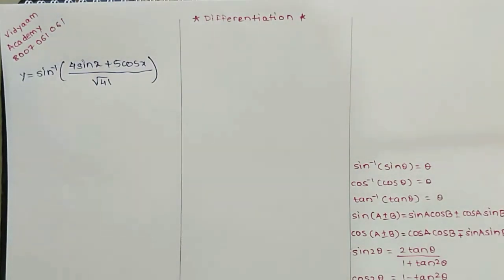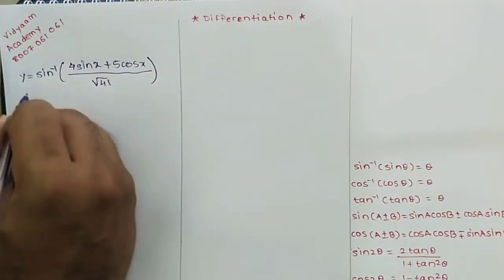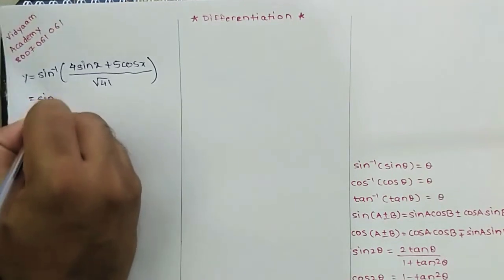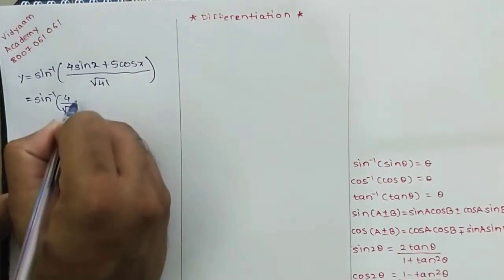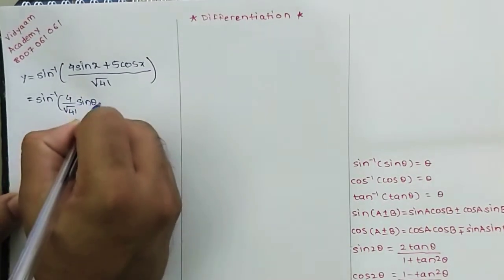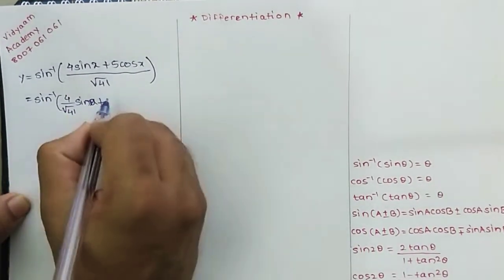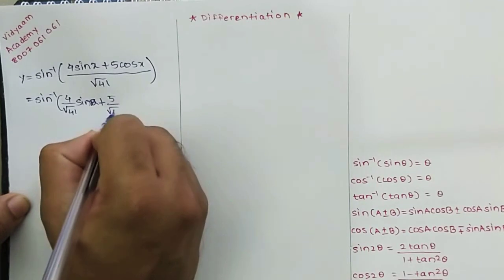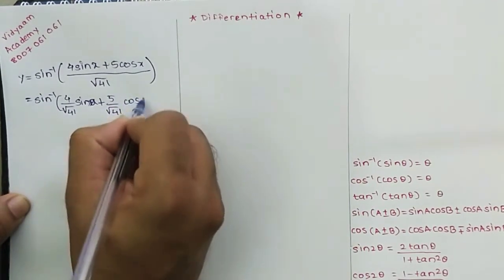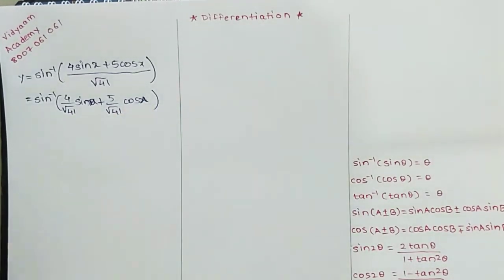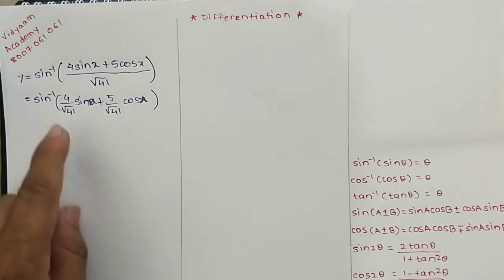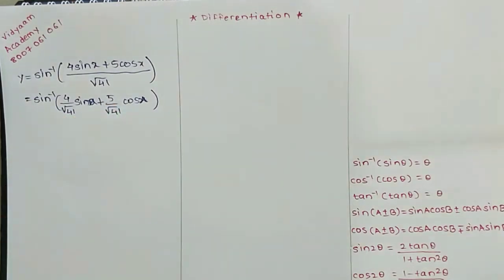So let's separate this out first. I'll write this again as sine inverse of 4 upon root 41 along with sine x, plus 5 upon root 41 along with cos x. So we have got our terms. Now the simplest combination we can do is, there is something into sine x and something into cos x. Something into sine x is already there.